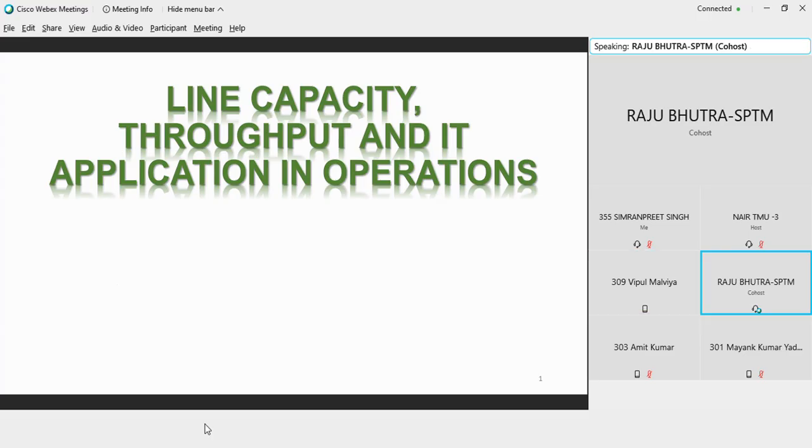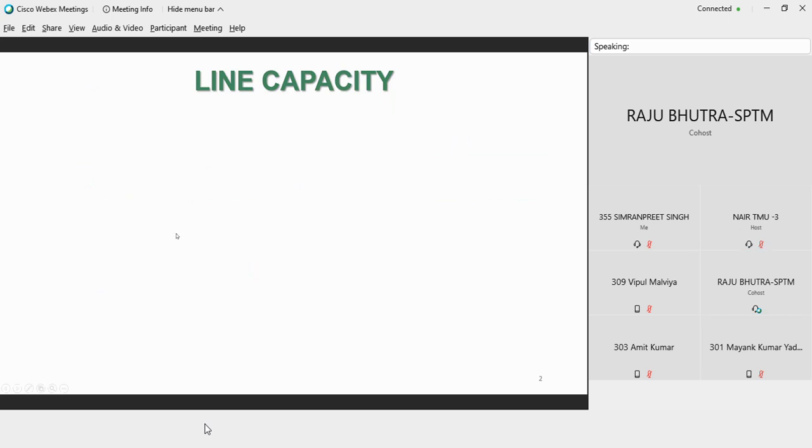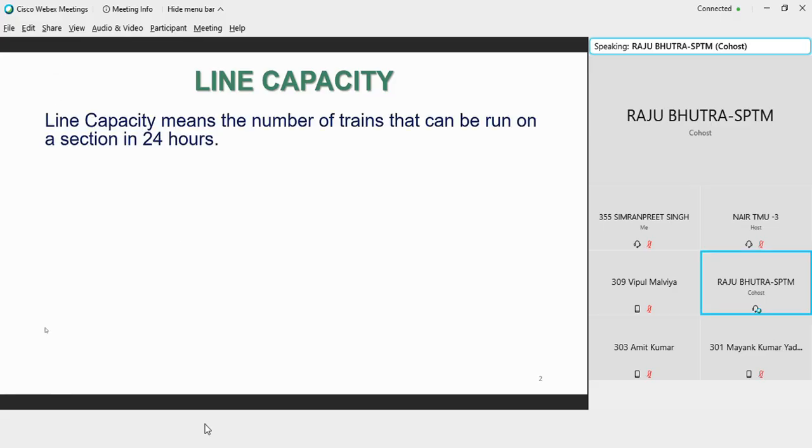So today we'll be discussing line capacity, throughput, and the IT applications in operations. Now, what do you understand by line capacity? Line capacity means the number of trains that can be run on a section in 24 hours. Each section has a certain capacity of running trains, and the number of trains which can be run in a period of 24 hours in a section is called the line capacity of the section.